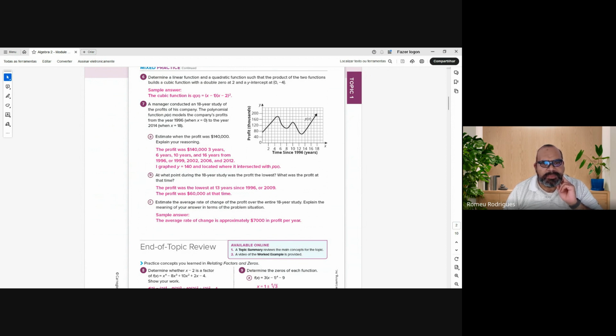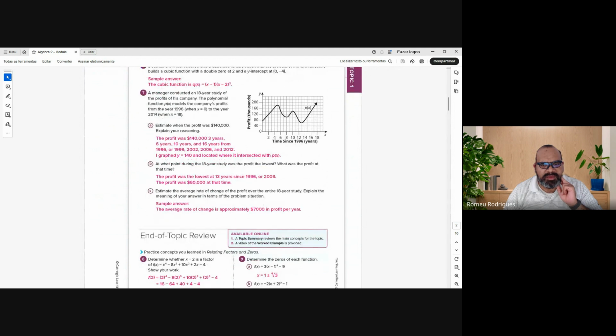Okay. This is a word problem with a situation: a company in 1996, and after some years later, when x equals 18, we'll check the profit. So just check the graph, what happened here. After 3 years, you can notice the difference you can find here. It will be easy to estimate.